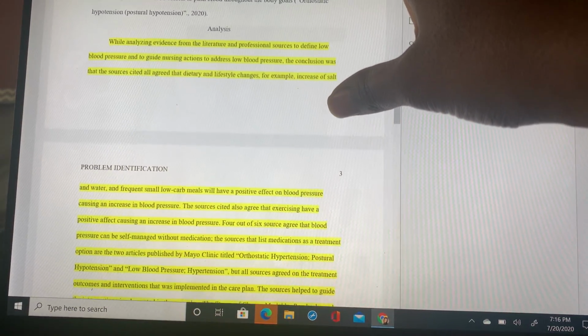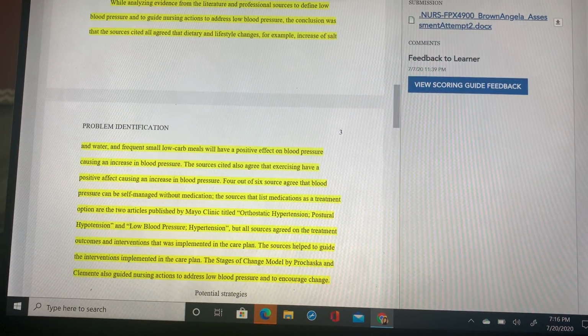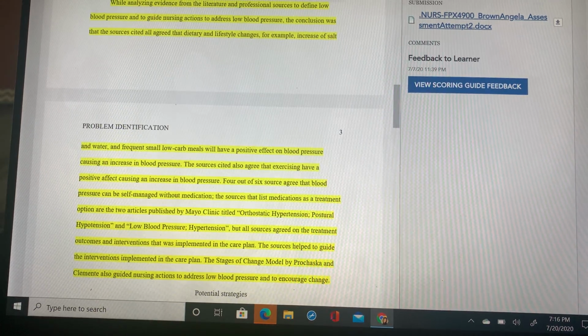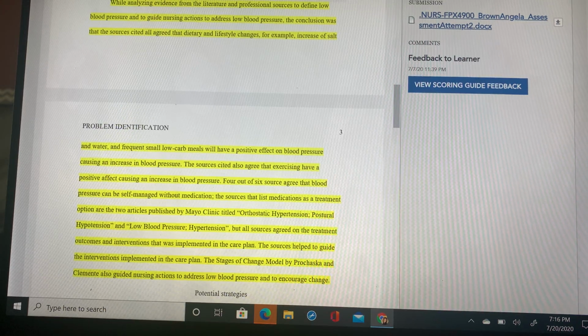So at first I didn't talk about the authors and what they said and if they agreed or whatnot. So I redid it. I said, while analyzing evidence from the literature and professional sources to define low blood pressure and to guide nursing actions to address low blood pressure, the conclusion was that the sources cited all agreed that dietary and lifestyle changes, for example, increase of salt in water and frequent small low-carb meals, will have a positive effect on blood pressure, causing an increase in blood pressure. The sources cited also agreed that exercising has a positive effect, causing an increase in blood pressure.